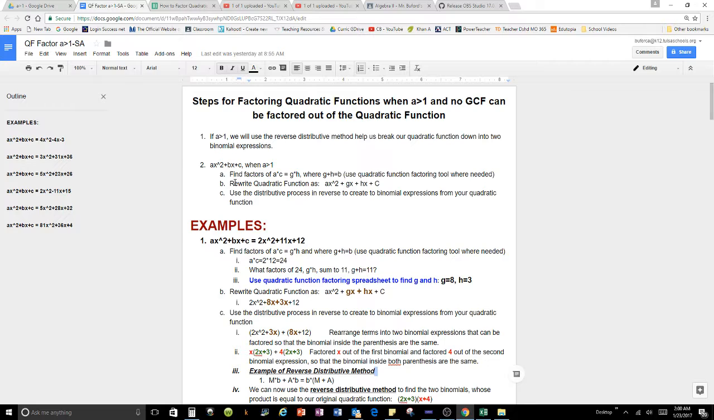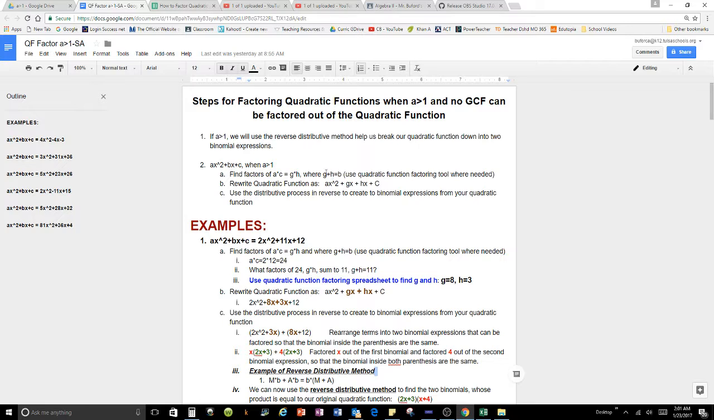So when a is greater than 1, and we're looking for our original g and h values, in this case, instead of the product of g and h equaling just c by itself, now what we want is the product of g and h to equal a times c. So whatever the a value is on the quadratic function times whatever the c value is, those are going to equal the product of g and h. The other criteria stays the same, we still will want the sum of g and h to equal b.